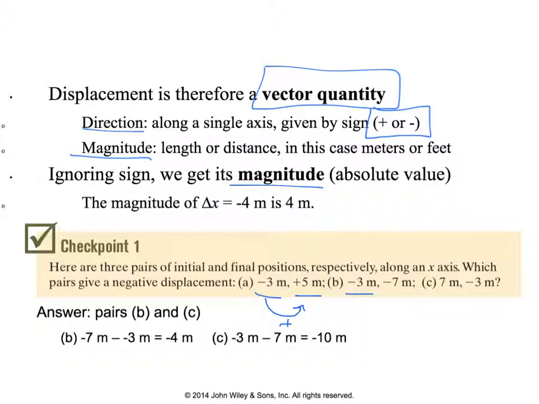Whereas if we start at -3 and then go to -7, that gives us a displacement of -4. And if we start at 7 and go to -3, that gives us a displacement of -10. In both of these, we're moving in the negative direction. We're moving in the direction of decreasing numbers. So both B and C give us a negative displacement.